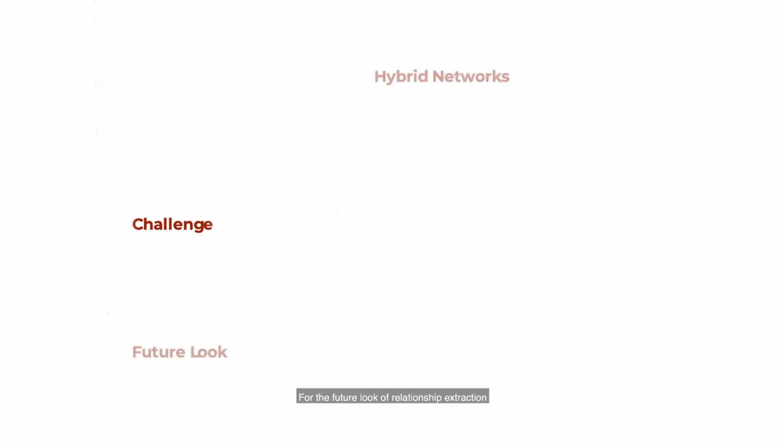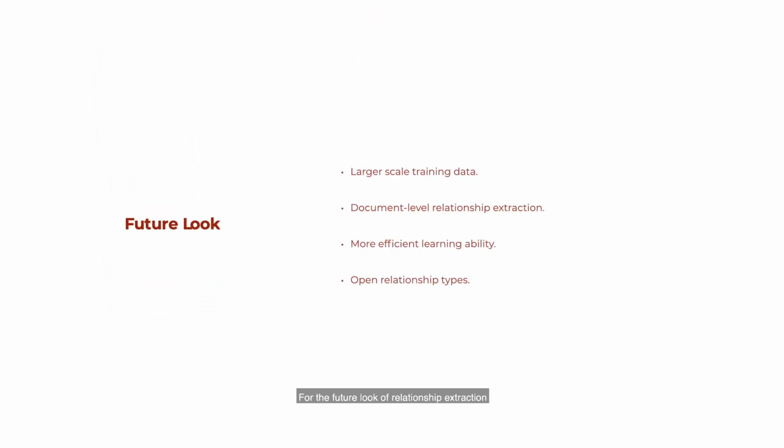For the future outlook of relationship extraction, larger scale training data is needed, and document-level relationship extraction is essential to meet actual needs for web mining and content analysis. More efficient learning ability and more open relationship types should also be considered.